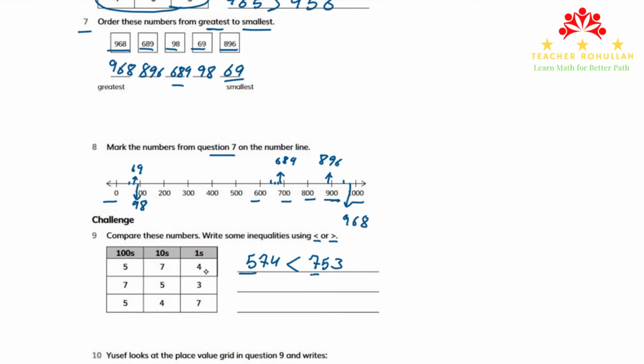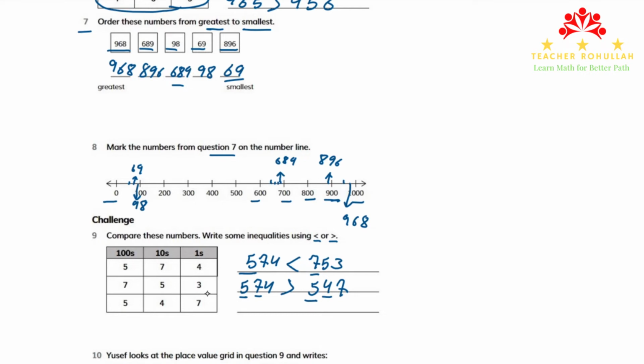And to compare the first number with the last number, we can write that 574 and 547. In the hundreds place, both of them are the same. But in the tens place, 574 is bigger than 547. So we will use this sign and say that 574 is greater than 547.